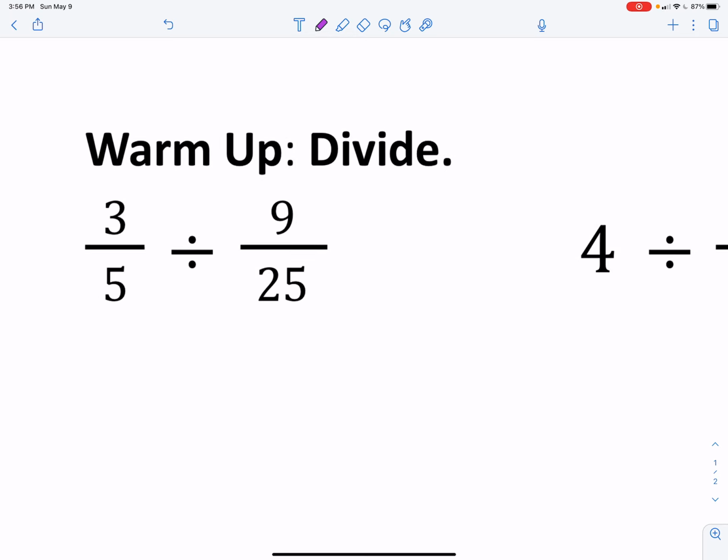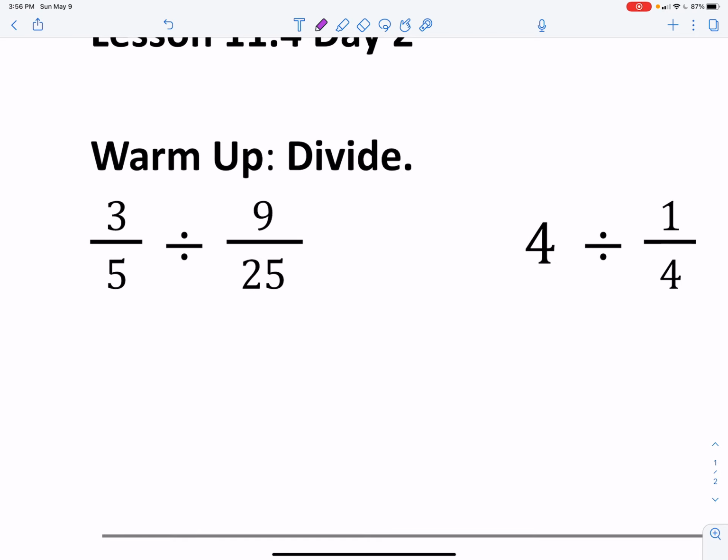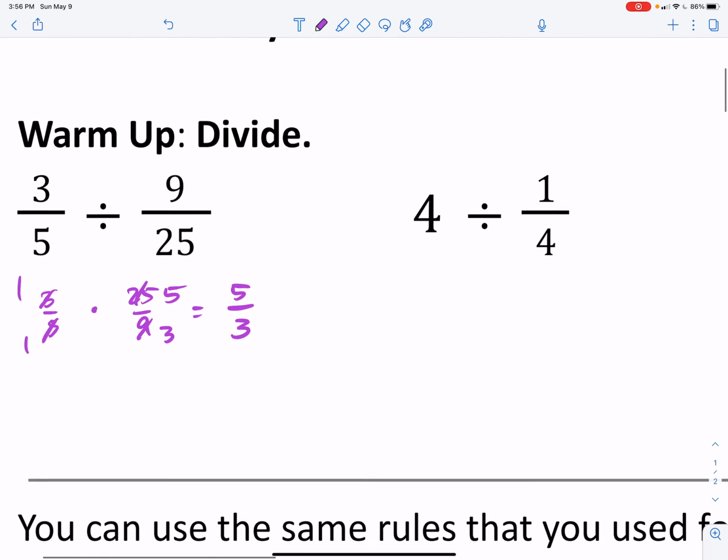Okay, so remember for this first one, you have to do keep, change, flip. So 3/5, keep, change, flip. And then from here, you just cross simplify, right? So this becomes 1 and 5, 1 and 3. So you end up with 5/3 once you multiply straight across. We all should know how to divide fractions using keep, change, flip, or any other method that works for you.